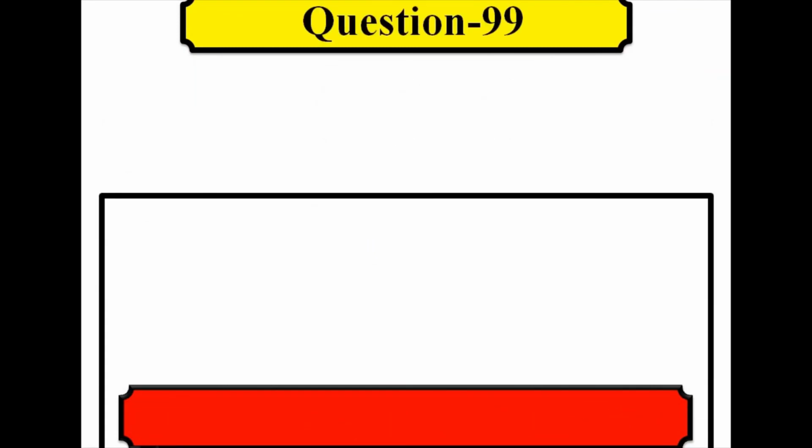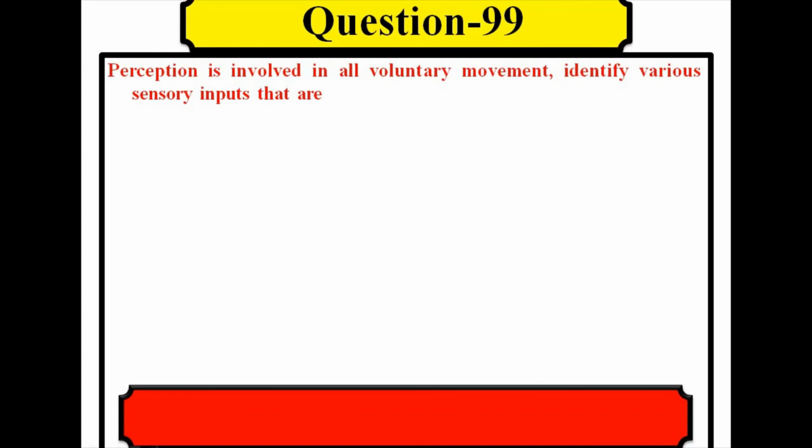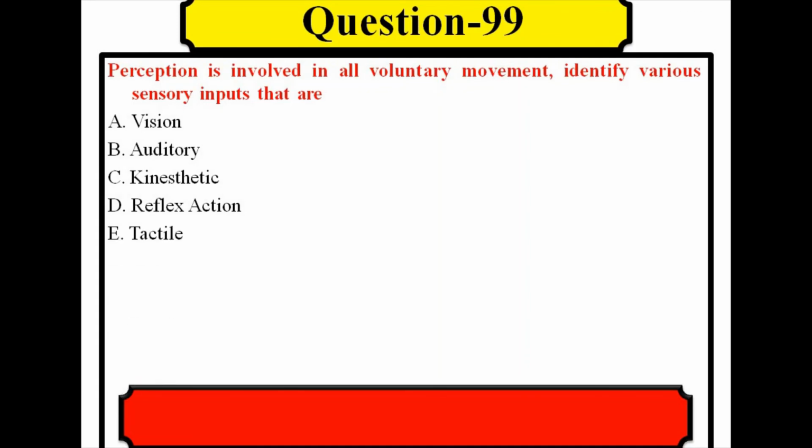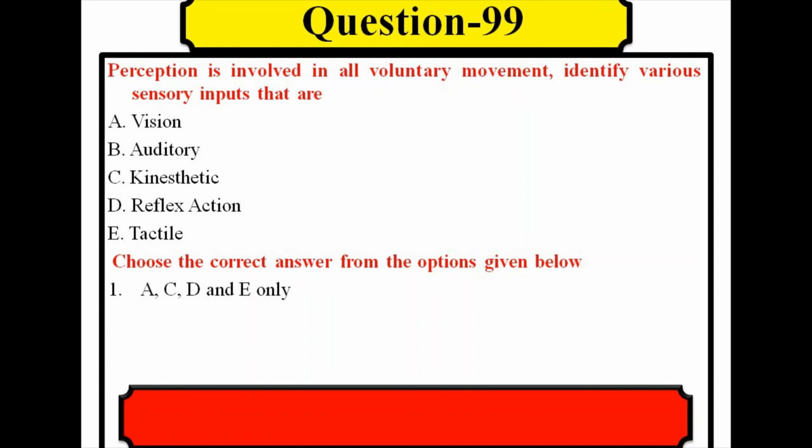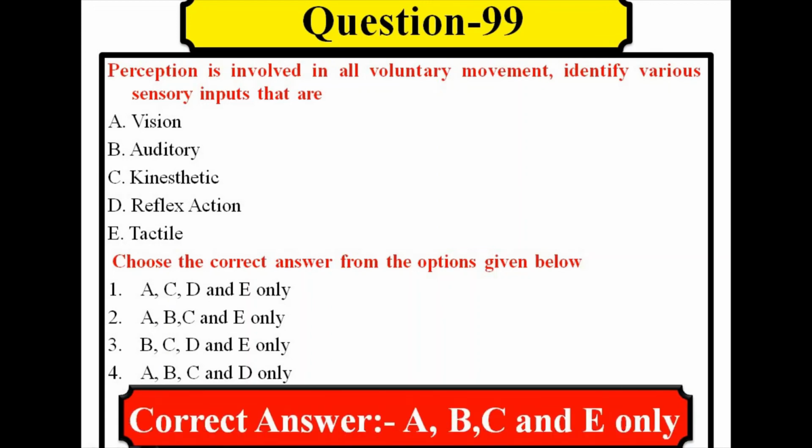Question 99. Perception is involved in all voluntary movement. Identify various sensory inputs that are A. Vision, B. Auditory, C. Kinesthetic, D. Reflex action, E. Tactile. Choose the correct answer from the options given below. A, C, D and E only. A, B, C and E only. B, C, D and E only. A, B, C and D only. Correct answer: A, B, C and E only.